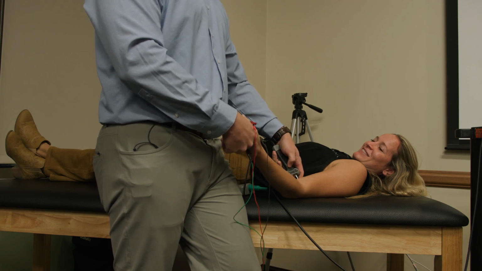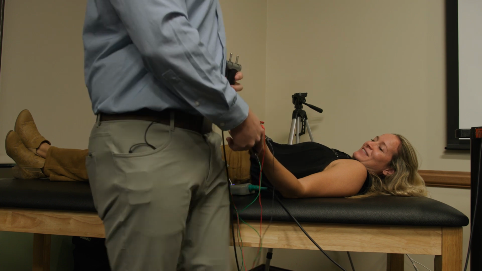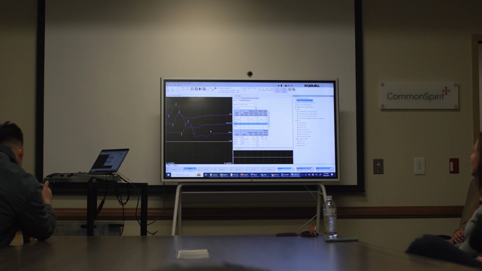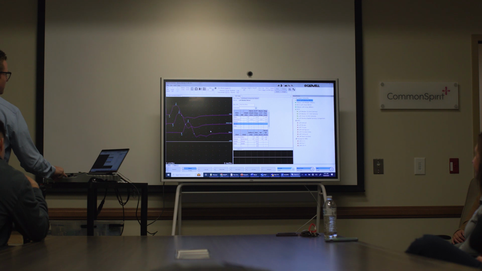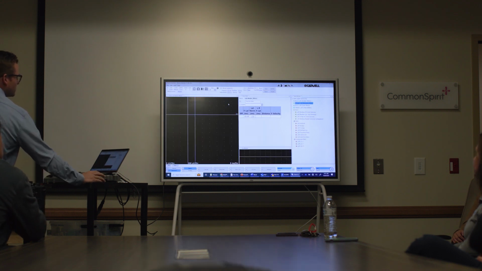Brandy's got a tricky nerve here. There it is. All right, so there's the median nerve. Looks great. We're gonna adjust that a little bit. Okay, very good. And then we would do kind of a thorough screen with a full study here.